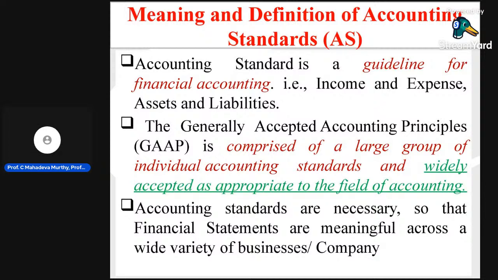Okay, the next one, accounting standards are necessary. Why is it necessary? Because we are in the global era. Standards are necessary so that financial statements are meaningful across a wide variety of businesses and companies. We have seen a wide variety of countries and businesses, each business having its own significance. Activities differ. Service sector activity is entirely different from manufacturing activity, purchase activity, and so on. Therefore, these accounting standards are more essential in the global scenario.